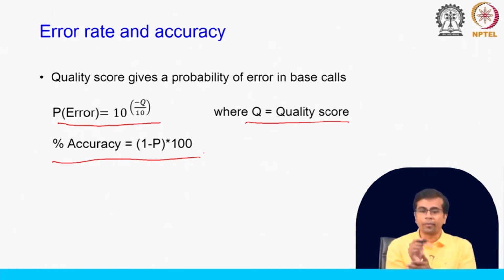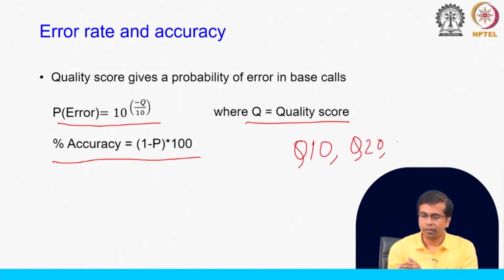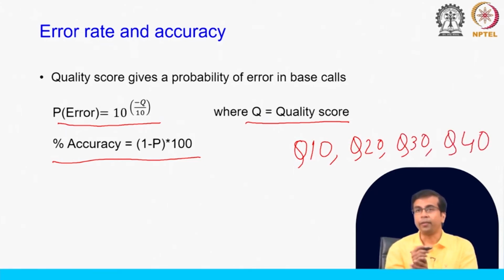One of the things you will again see is something called Q10, Q20, Q30, Q40. What does this mean? You will see these terms for each platform. For example, in Illumina you will say we have 99% of bases above Q30, which means 99% of the base calls are above a 30 quality score. So, the probability of error is very low, and then you can calculate the accuracy. That is how you arrive at this accuracy.